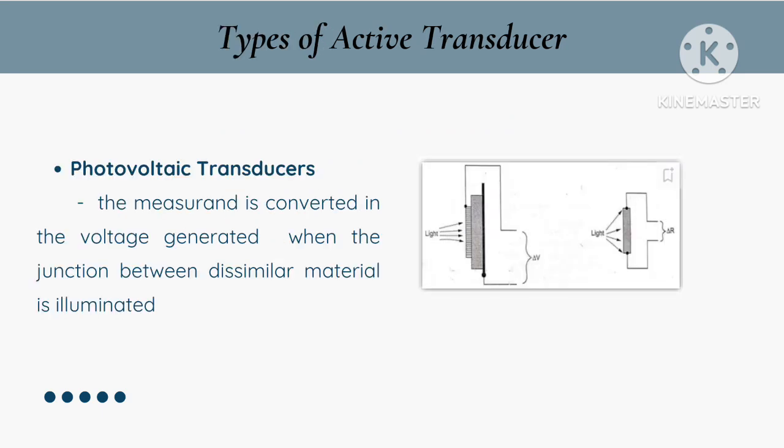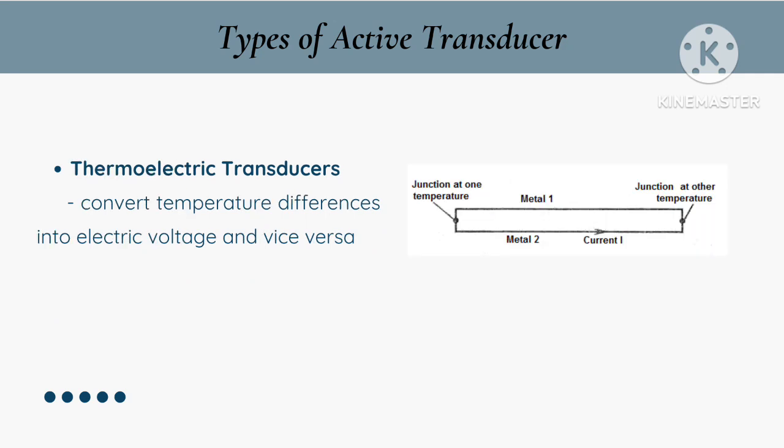Next, the photovoltaic transducer. Here the measurand is converted into voltage, generated when the junction between dissimilar materials is illuminated. It operates on the photovoltaic effect, where light energy or photons striking the junction of two dissimilar materials generate a voltage or electrical energy. No external power source is required, as the transducer converts light energy directly into electrical energy.